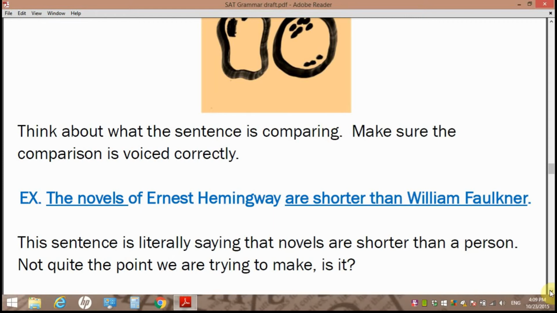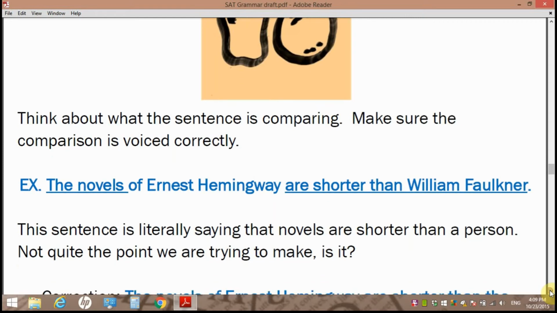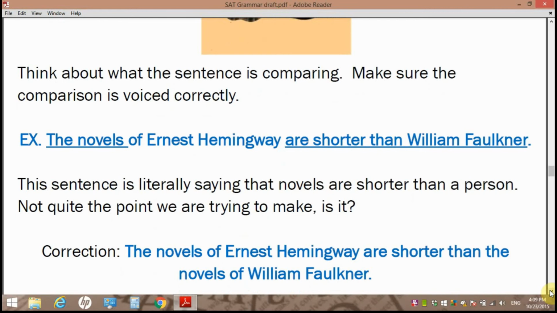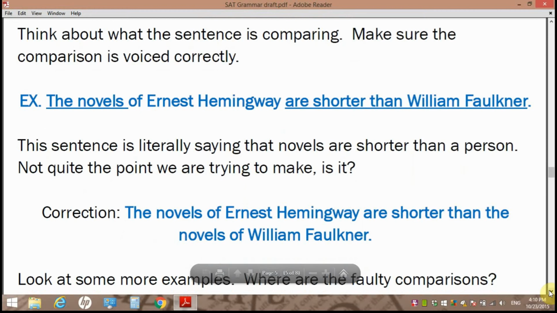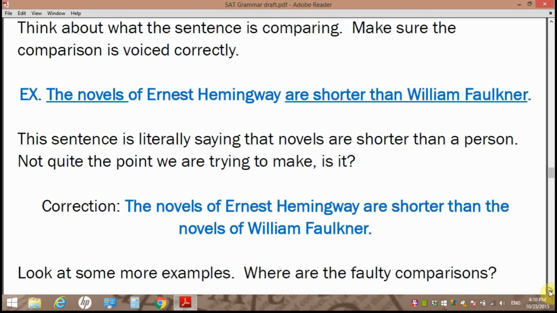Now, of course, in our head, we put together that the novels of Ernest Hemingway are shorter than the novels of William Faulkner. We know that. But on the SAT, if it's not stated that way, that's not what it means. So we would need to rewrite the sentence to insert that extra information on the novels of William Faulkner so that the comparison is quite clear.